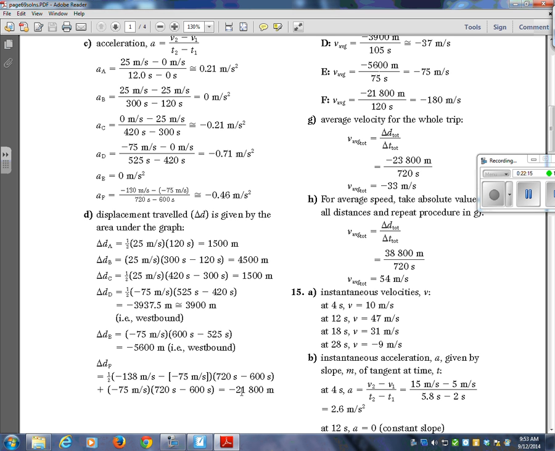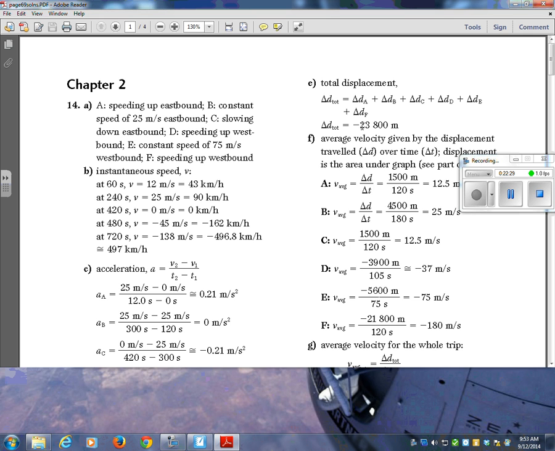What is the total displacement of the train? So what do you have to do? Add them all up, right? So it's 1,500 plus 4,500 plus 1,500 plus 3,900, and then of course make sure you subtract E. Where's E? Is it up here? Total displacement minus 2,300.